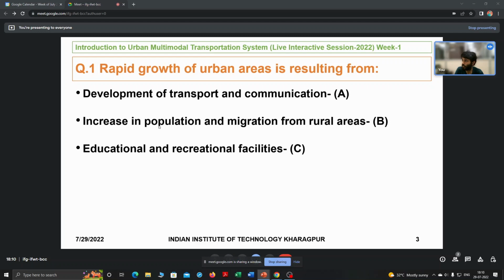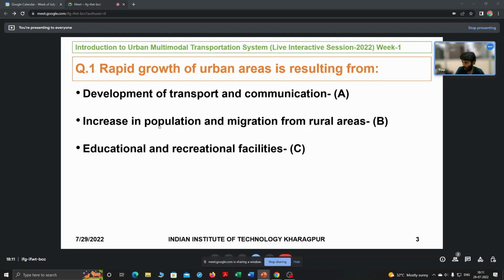So now let's start. The first question is, rapid growth of urban areas is resulting from, right? There are 3 options. First is development of transport and communications. Second is increase in population and migration from rural areas, and third is educational and recreational facilities. So the correct answer would be B, which is the increase in population and the migration from rural areas in search of jobs. Right?